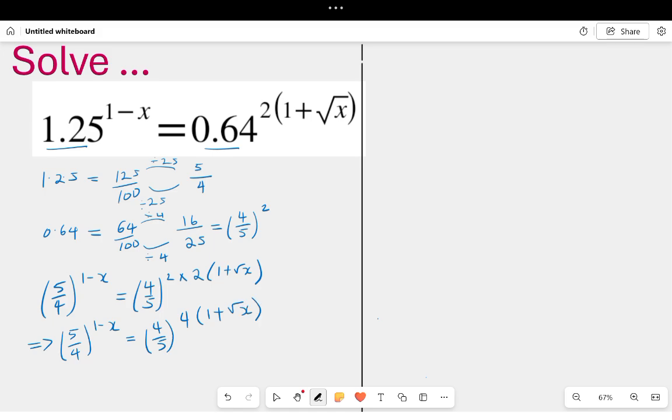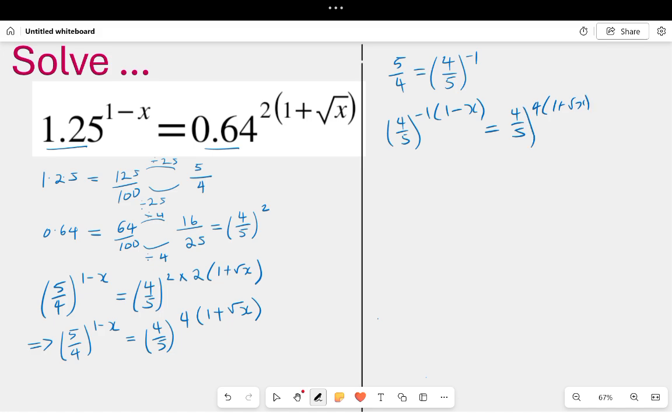Now for us to simplify this further, we have to make the bases the same. Remember, 5 over 4 is also equal to 4 over 5 raised to the power negative 1. So we are going to rewrite 5 over 4 as 4 over 5 raised to the power of negative 1. And then we have 1 minus x, which is equal to all that we have on the right-hand side, 4 over 5, and then over here you have 4 into brackets 1 plus the square root of x.